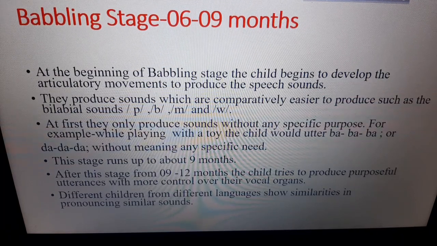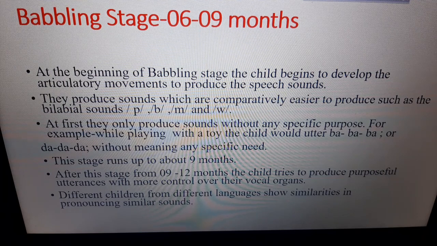Babbling stage, 6 to 9 months. At the beginning of the babbling stage, the child begins to develop the articulatory movements to produce the speech sounds. They produce sounds which are comparatively easier to produce, such as the bilabial sounds like pa, ba, ma, and wa.